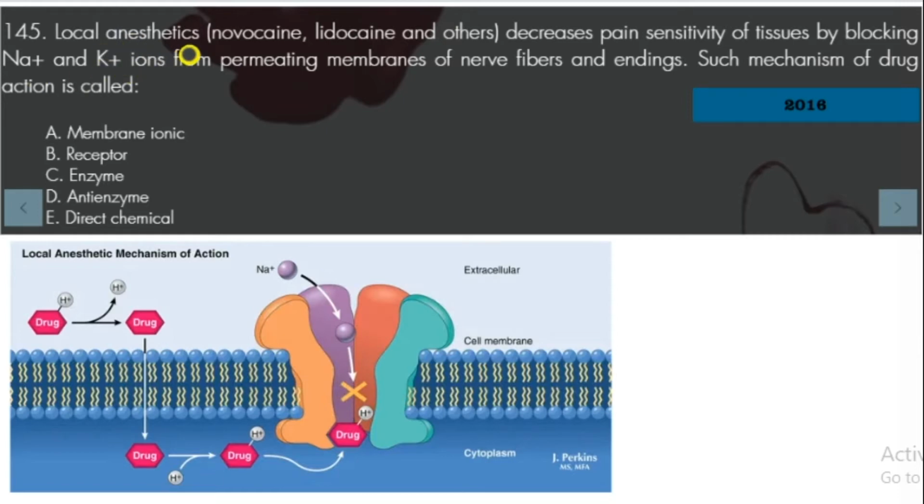Local anesthetics Novocaine, lidocaine, and others decrease pain sensitivity of tissues by blocking Na+ and K+ ions from permeating the membranes of the nerve fibers and endings. Such a mechanism of drug action is called ancillary membrane ionic. We know this answer, but we are going to discuss what's the mechanism behind it.